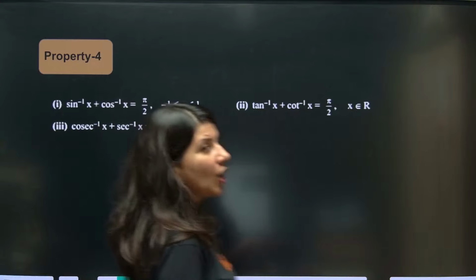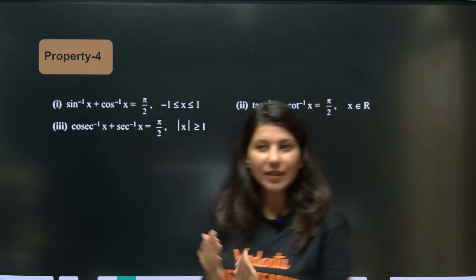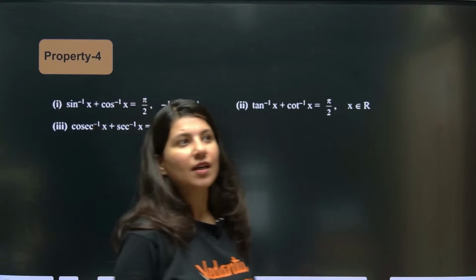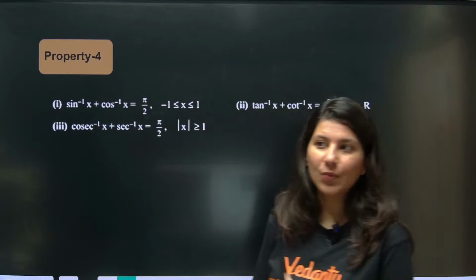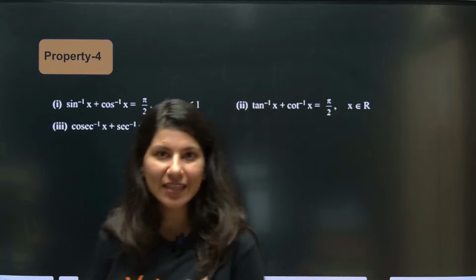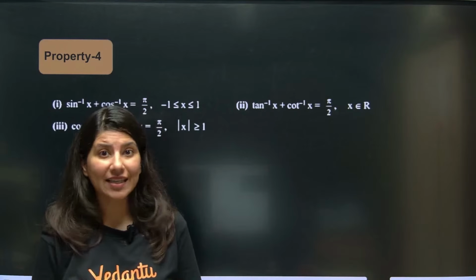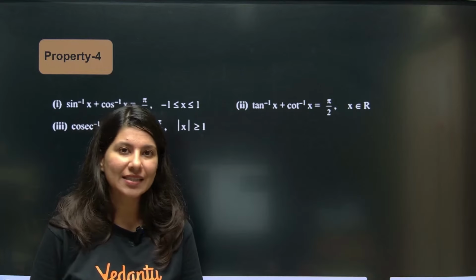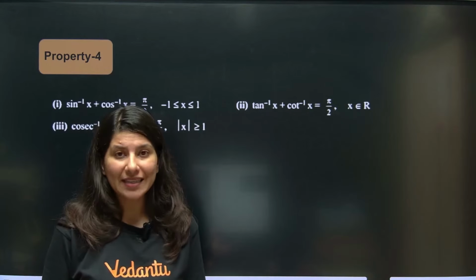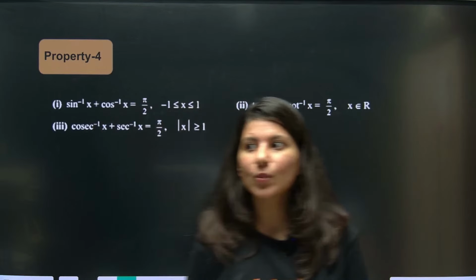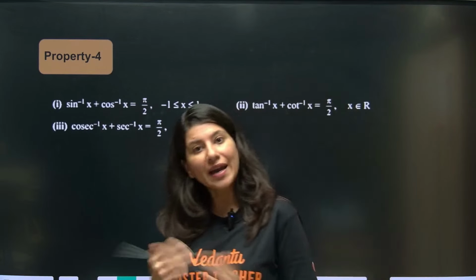Okay. So now property 1, property 2, property 3 we have already discussed, right? What was property 1? Tell me. Ma'am, property 1 was very easy. It was similar: sine inverse minus x is minus sine inverse x. Then cosec inverse minus x was minus cosec inverse x. And the same goes with tan inverse minus x is minus tan inverse x.